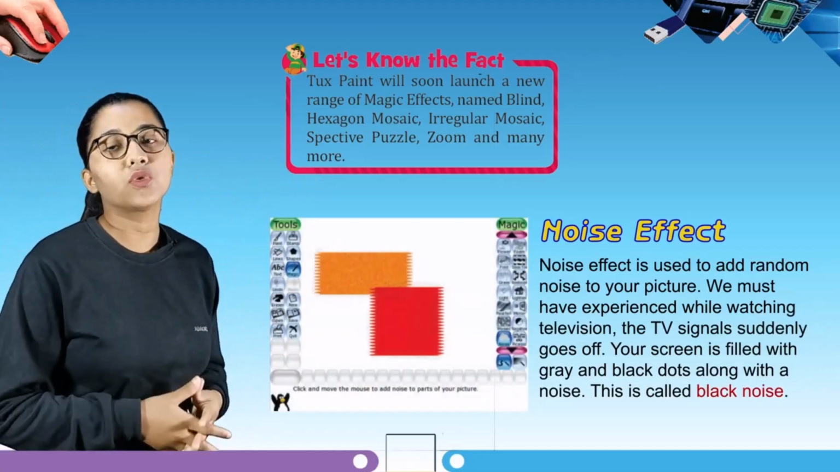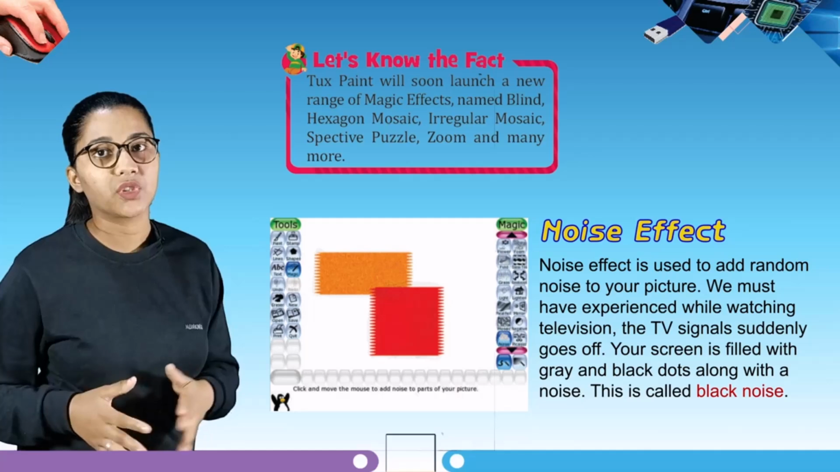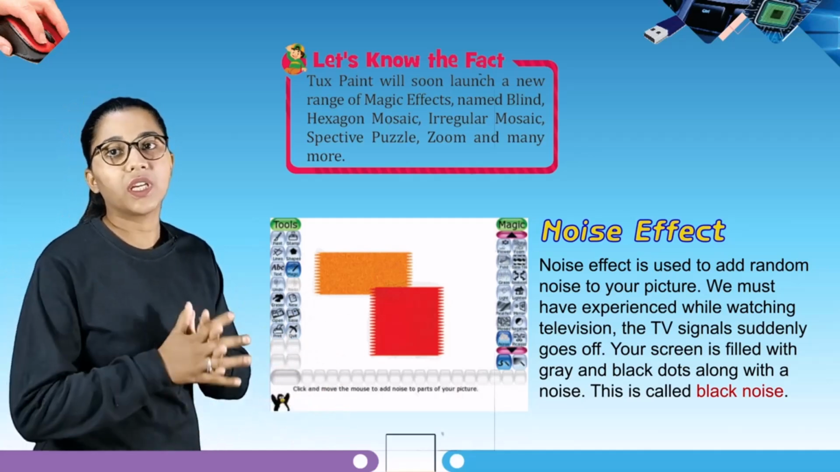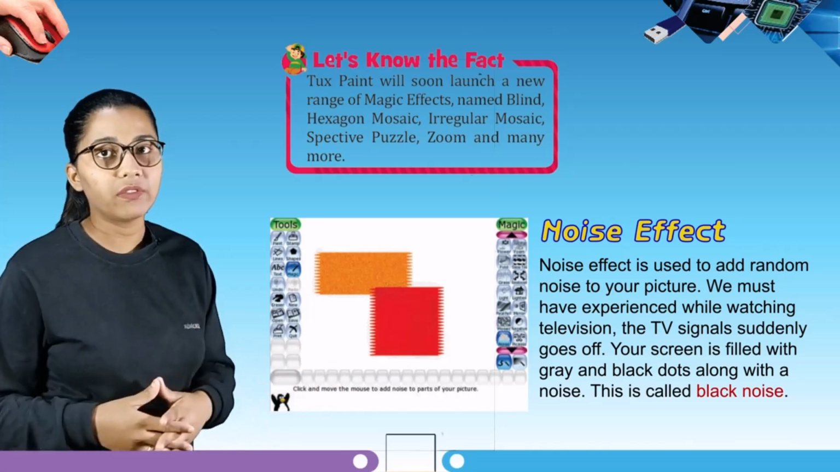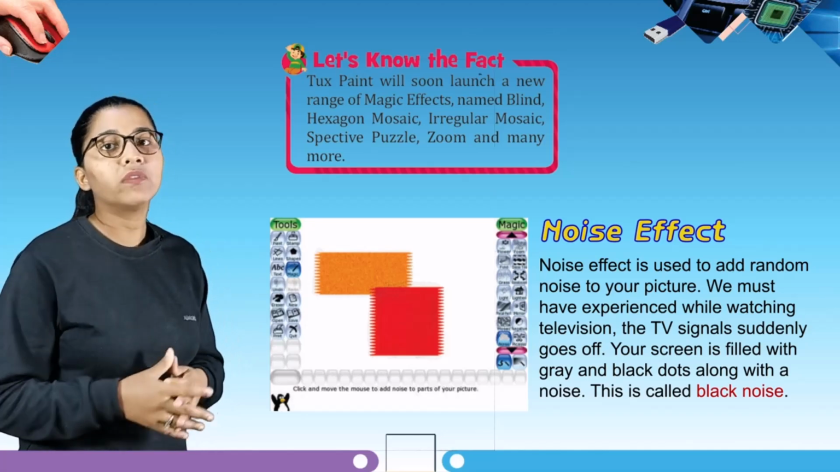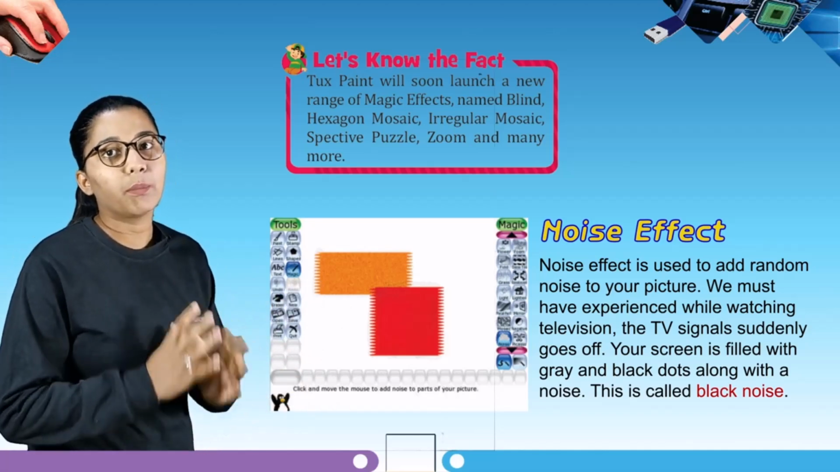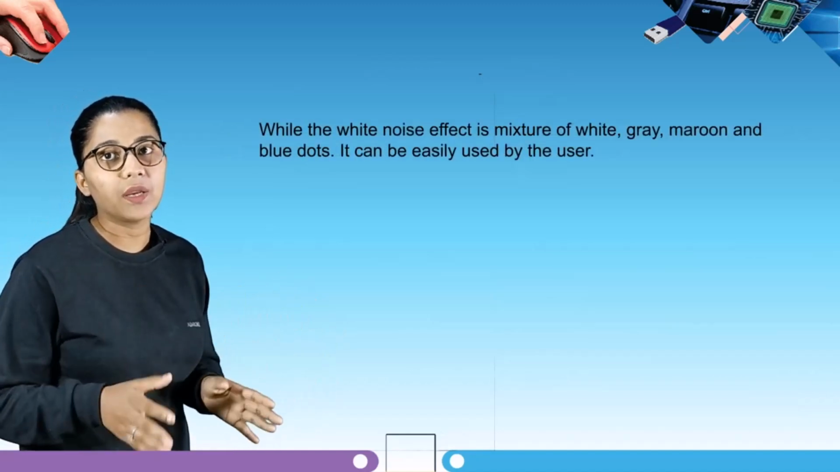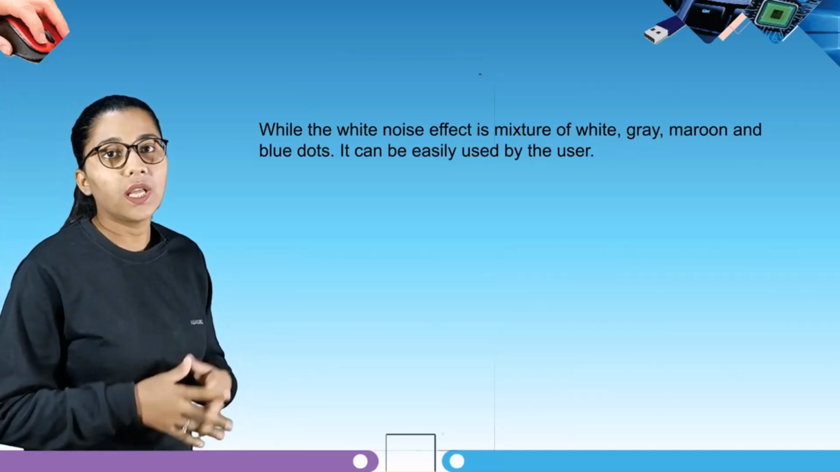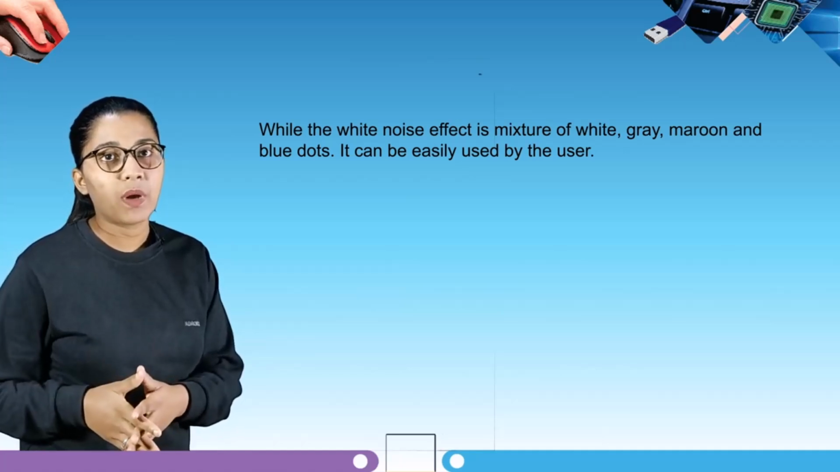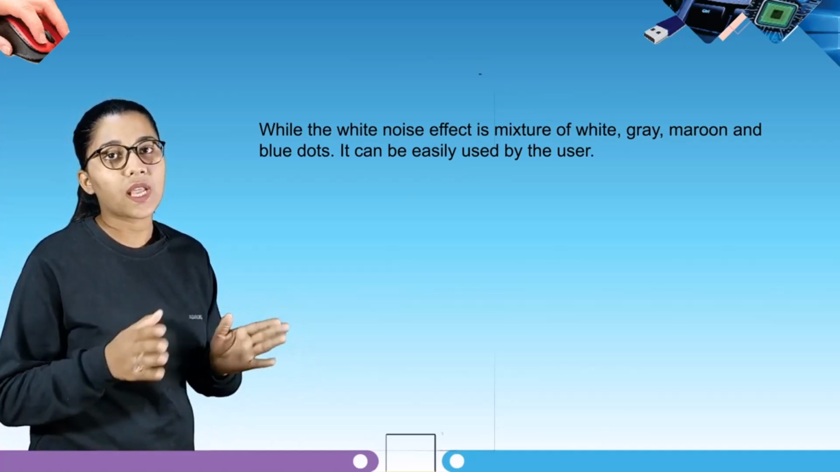Now students, our next effect is Noise Effect. Noise effect is used to add random noise to your picture. We must have experienced while watching television, the TV signal suddenly goes off. Your screen is filled with grey and black dots along with the noise. This is called black noise. While the white noise effect is a mixture of white, grey, maroon and blue dots, it can be easily used by the user.